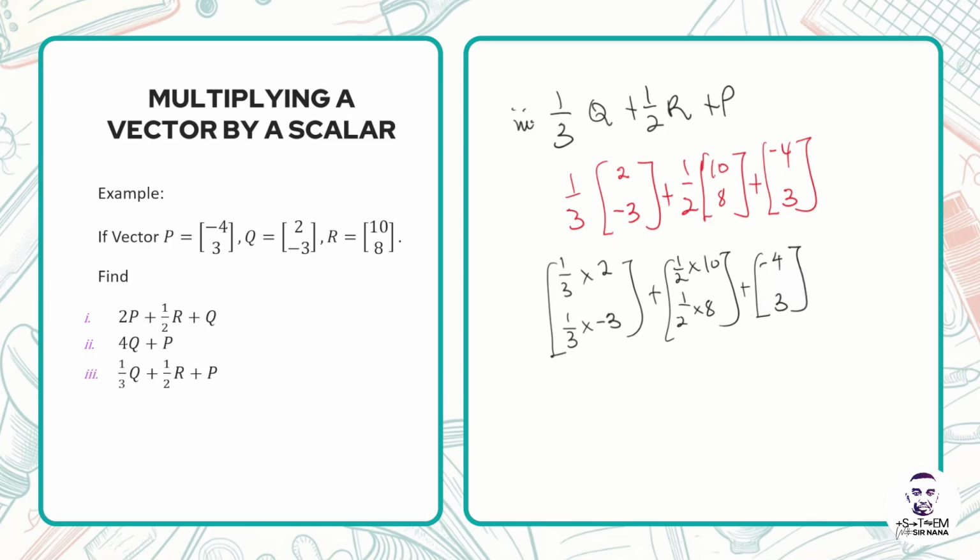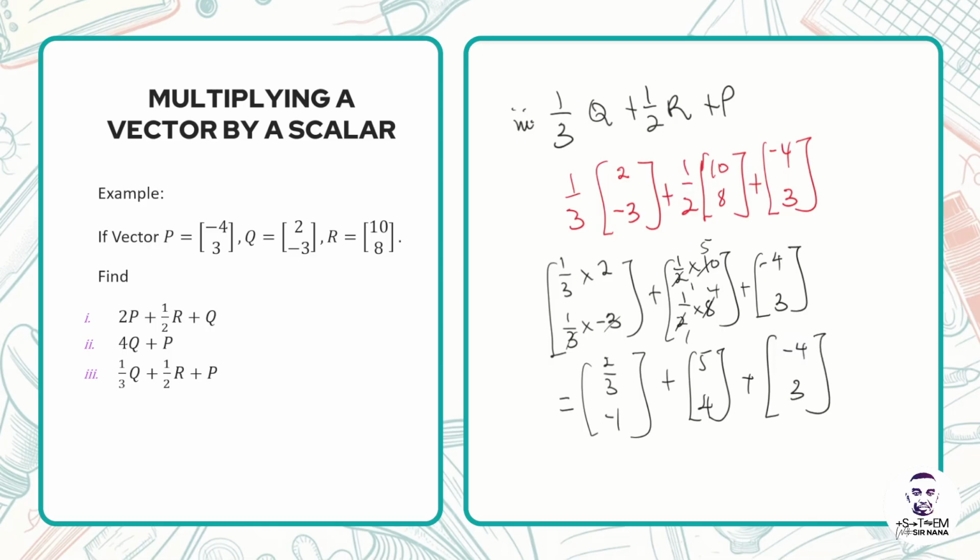So we would have to go through this. We cannot cancel anything here, so we have 2 over 3 at the top, and then for the down one, 3 can cancel this, so we have negative 1. Then we have plus: 2 goes into 10, 5, so we have 5. 2 goes into 8, 4, so we have 5 and 4. And then we have plus (-4, 3). So now we have the addition to perform.